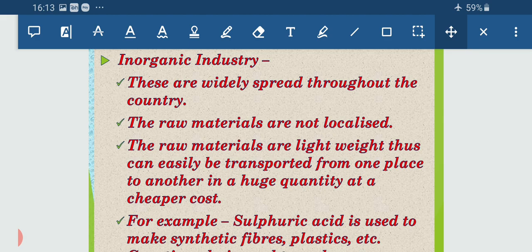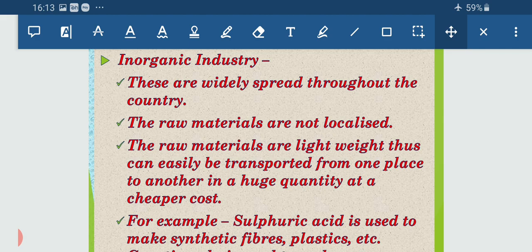They are not concentrated, meaning the raw materials are not localized. It is not that if we dig out this part of the soil we will get caustic soda, or if we dig out that part of the soil we will get hydrochloric acid. No, that is not the way we get such chemicals. They are produced within the labs.